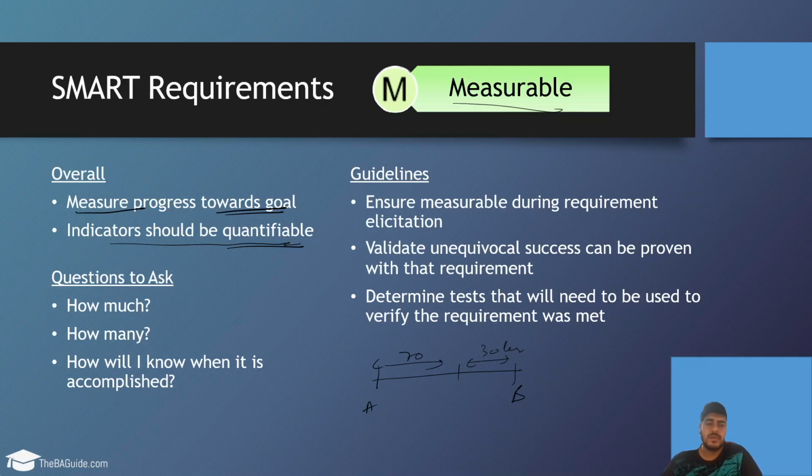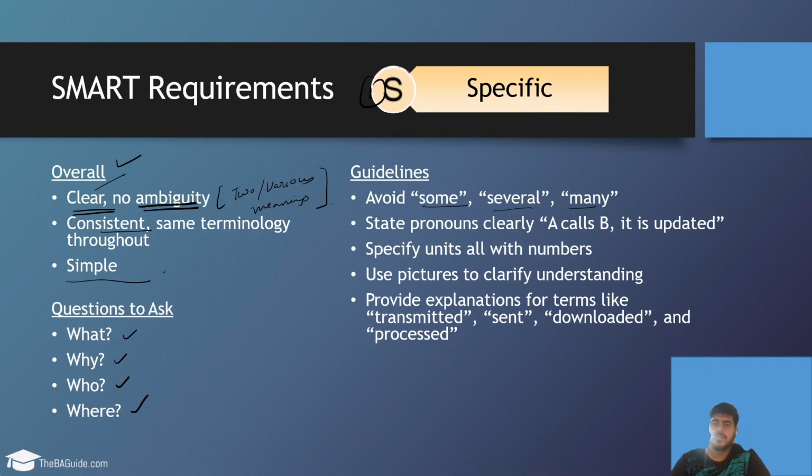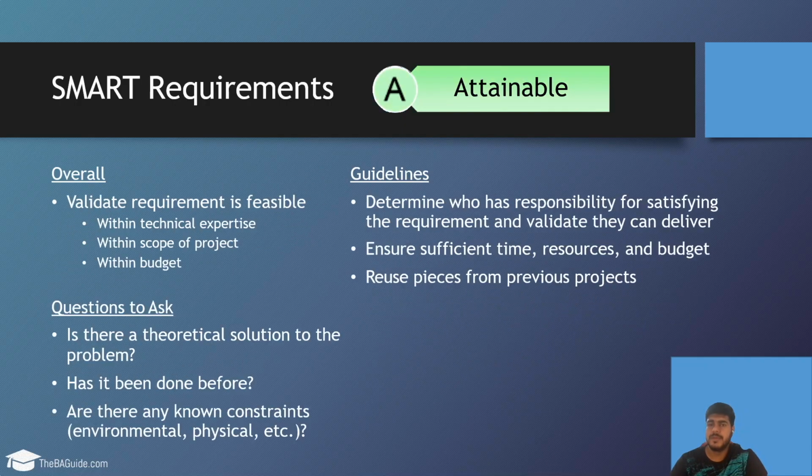Once you know, you need to ask questions like how much time it will take, how many things we have to do, how will I know when it is completed? So you know the thing is complete. So first of all, it should be specific. Second, it should be measurable.